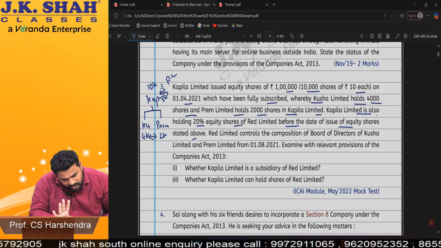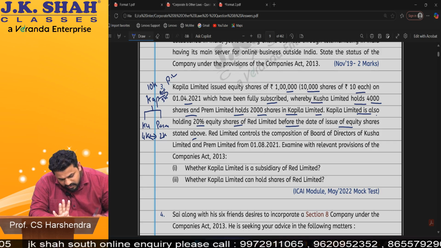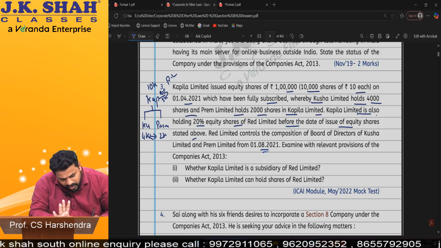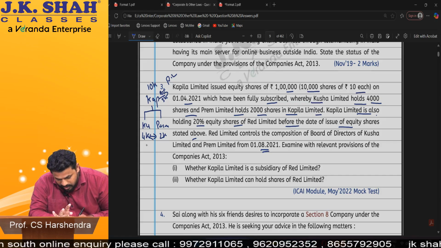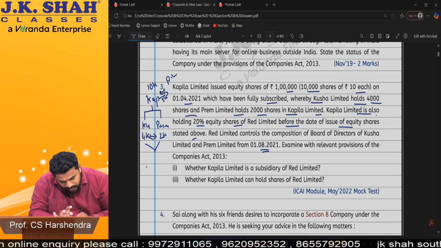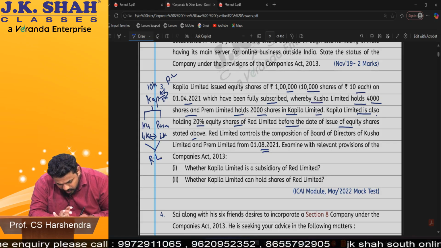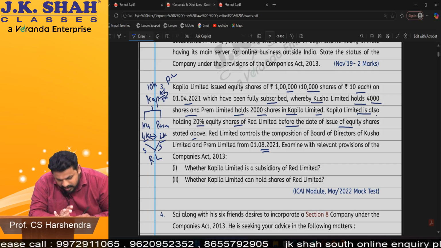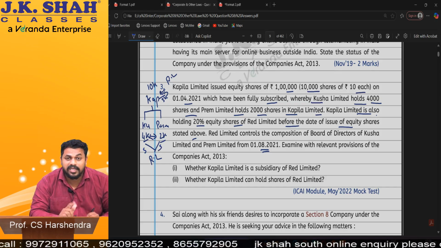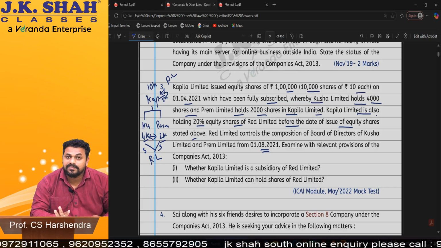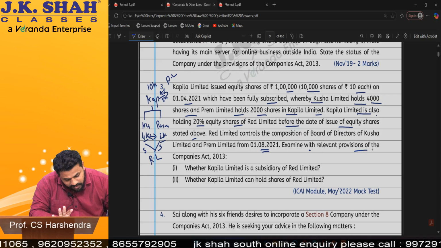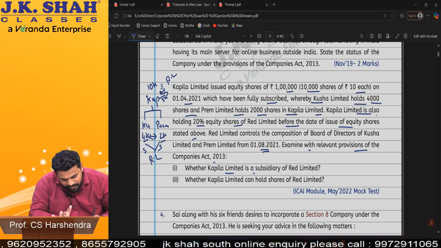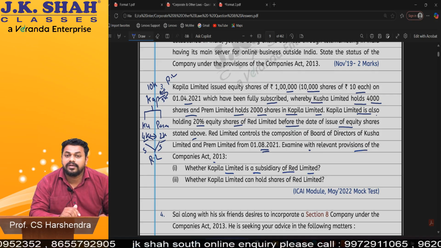Red Limited controls the composition of the board of directors of Kusha Limited and Prem Limited from 1st August. So basically Red Limited is controlling the composition of the board of directors of Kusha and Prem. Can I say that these two are subsidiaries of Red Limited? Yes? Everyone understood? Examine with relevant provisions of the Companies Act whether Kapila Limited is a subsidiary of Red Limited.